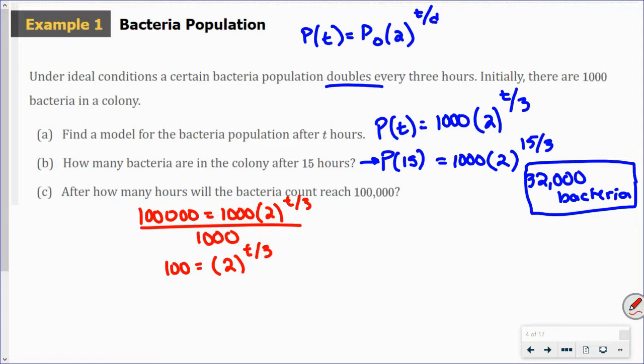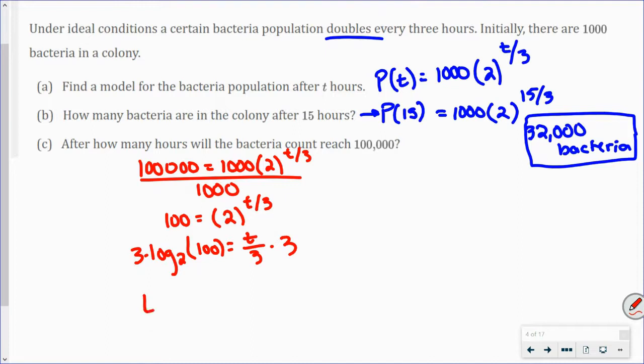Now here's where it gets tricky, because a lot of kids want to divide by 2, but you're not actually multiplying by 2. You have an exponential here, and in order to get this out of the exponent, we have to write it as a logarithm. So that's log base 2 of 100 equals T over 3. And now we'll multiply both sides by 3. And you get T equals 3 log base 2 of 100, which is about 3.